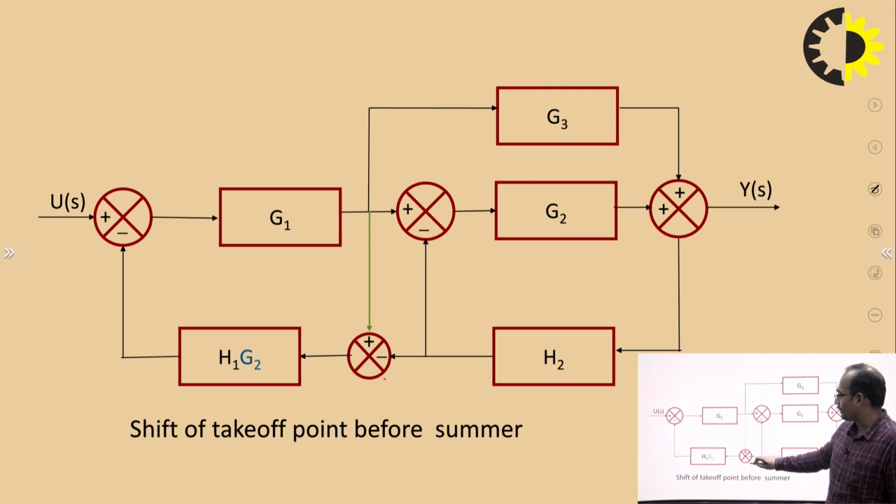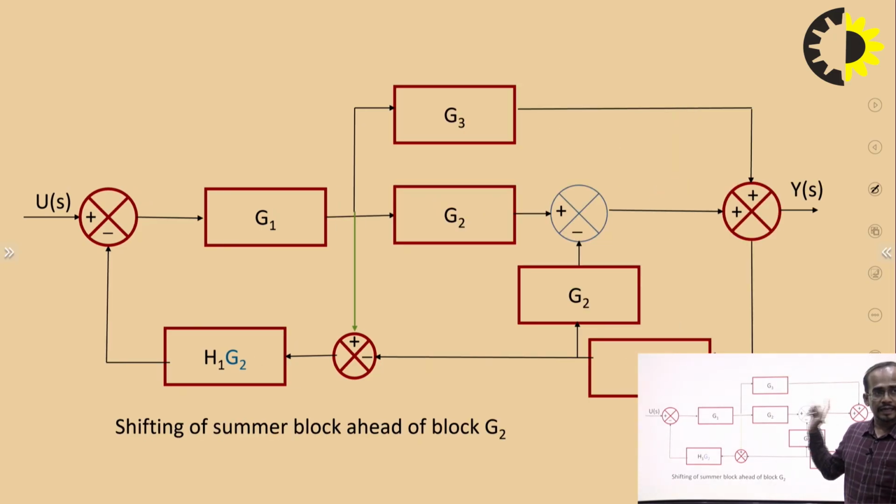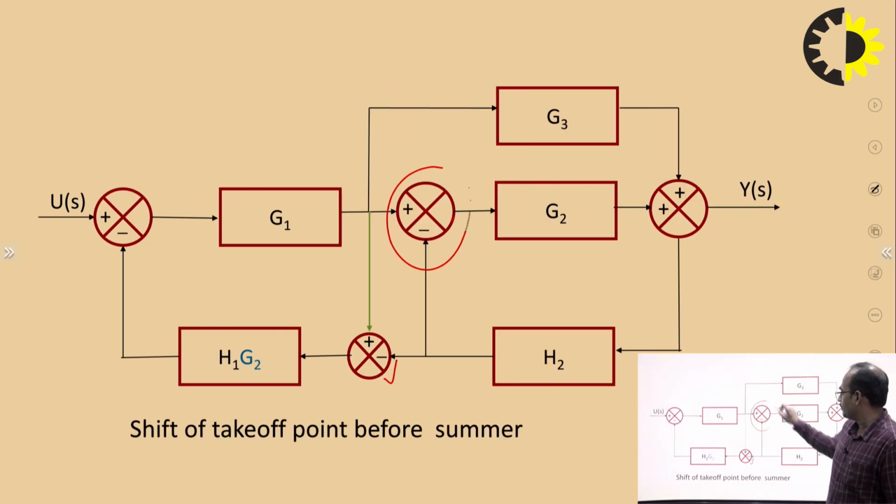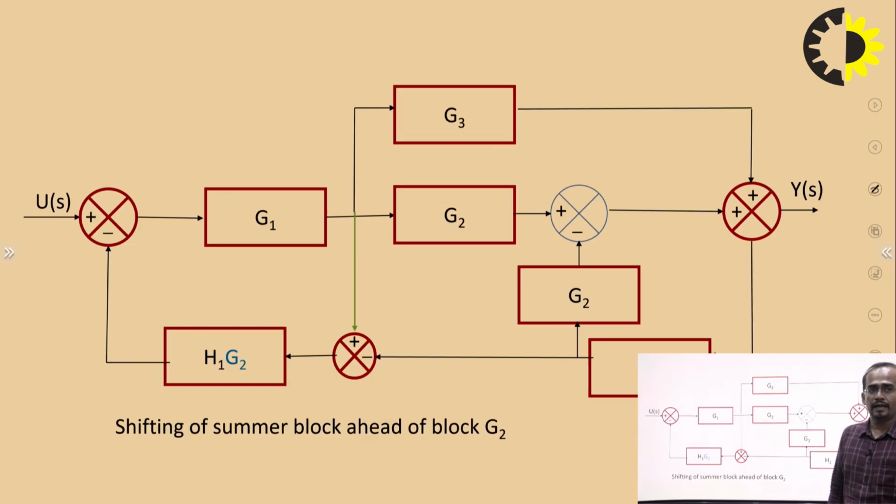A summing point will be introduced here, and this summing point will go there. So the resultant block diagram will be like this, and after that you can shift the summing point ahead of block G2. So for shifting this ahead of block G2, what will you do? You have to add the gain block of gain G2.